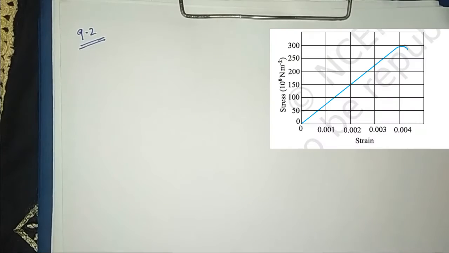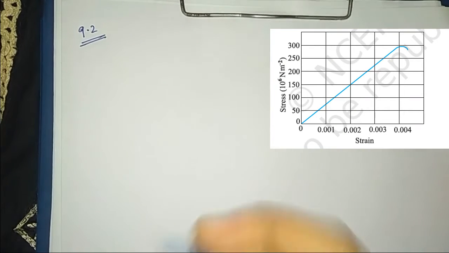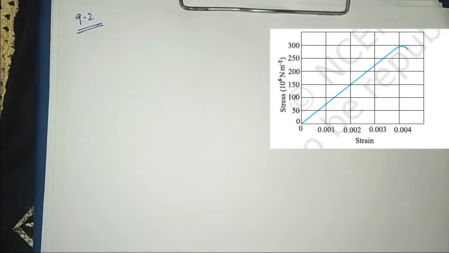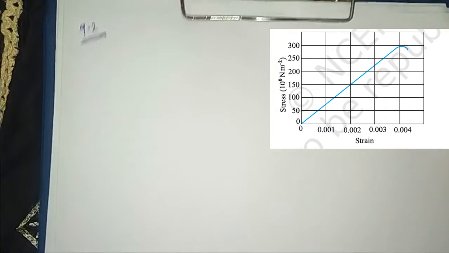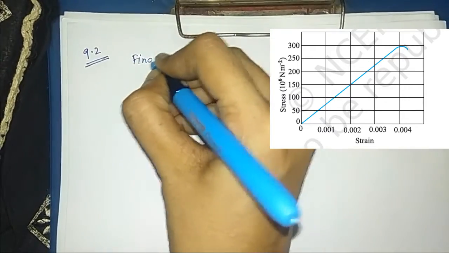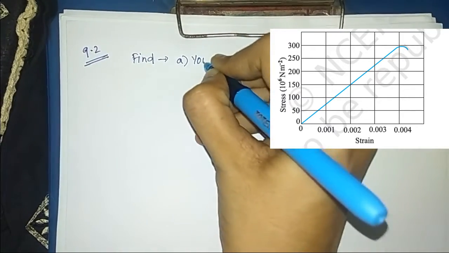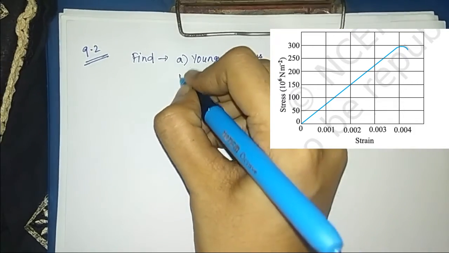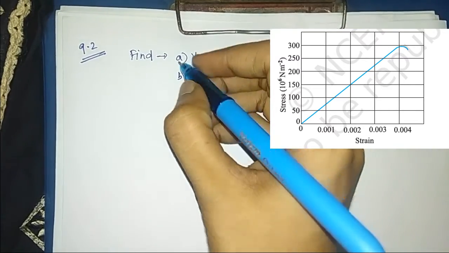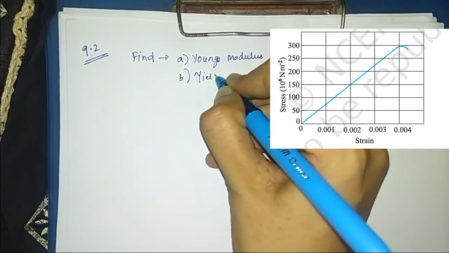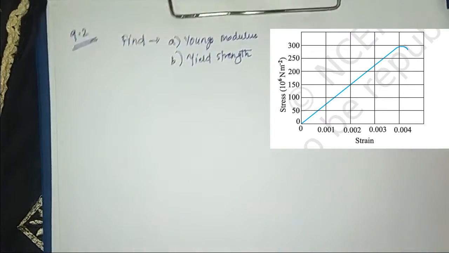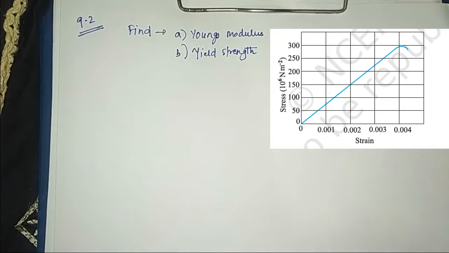So let's go with the next problem, exercise 9.2. There is a plot given of stress and strain. Let's read the question. Figure 9.11 shows the stress-strain curve for a given material. What we have to find is, first A, the Young's modulus, and B, the approximate yield strength of this material. We have been given a graph and we have to calculate these values.